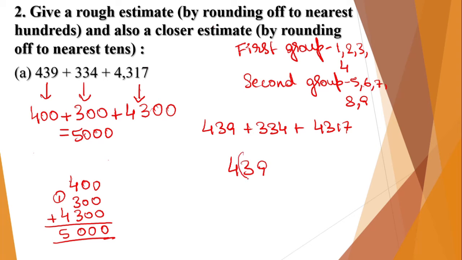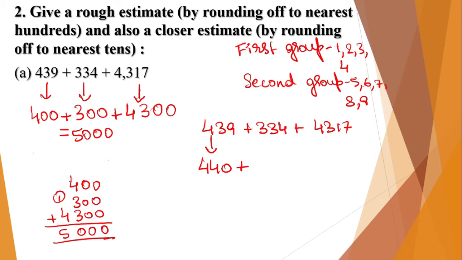Now here we should circle 3 because it's in the tens place, and circle 9 because it's next to 3. Now here you can see 9 is in the second group. So if the number is in the second group, we should add 1 to the first circled digit, which is 3 here. So 3 will become 4. And 4 is on the left side, right? So 4 will be as it is, and 3 will become 4 because we added 1. And 9 will become 0. So we will get our answer as 440. So 439 rounded off to the nearest tens will give us 440.